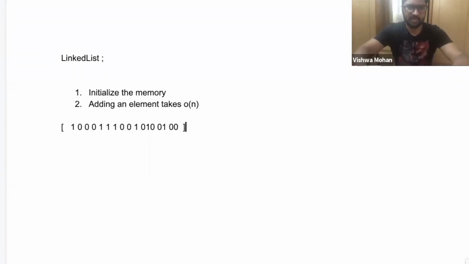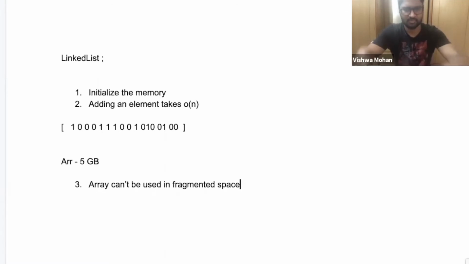But suppose I have to create an array of size, say, 5 GB. This memory space already has 10 GB of space available, but 5 GB is not available contiguously anywhere. The maximum that I have is 3 GB here, 2 GB here, then 2 GB again, and then 2 GB again. So nowhere in this whole memory space do we have 5 GB of contiguous memory. Because an array requires a contiguous memory block to be stored, if our memory space is fragmented, an array cannot be used there.